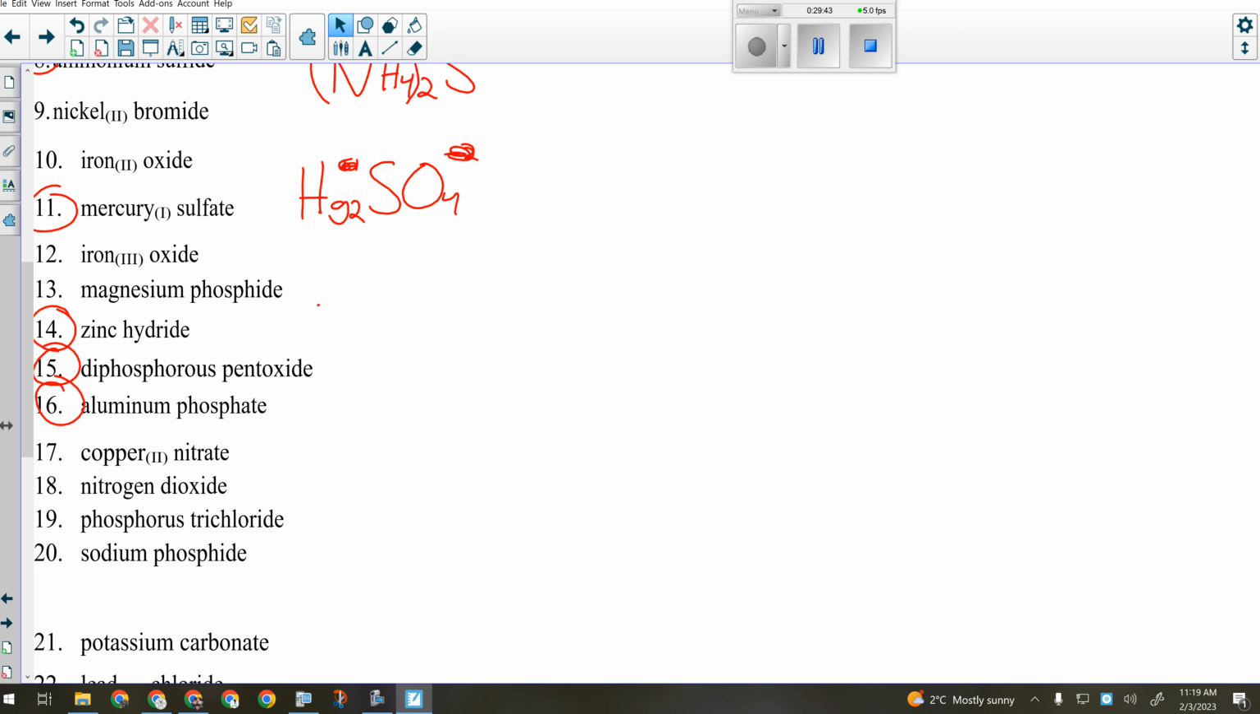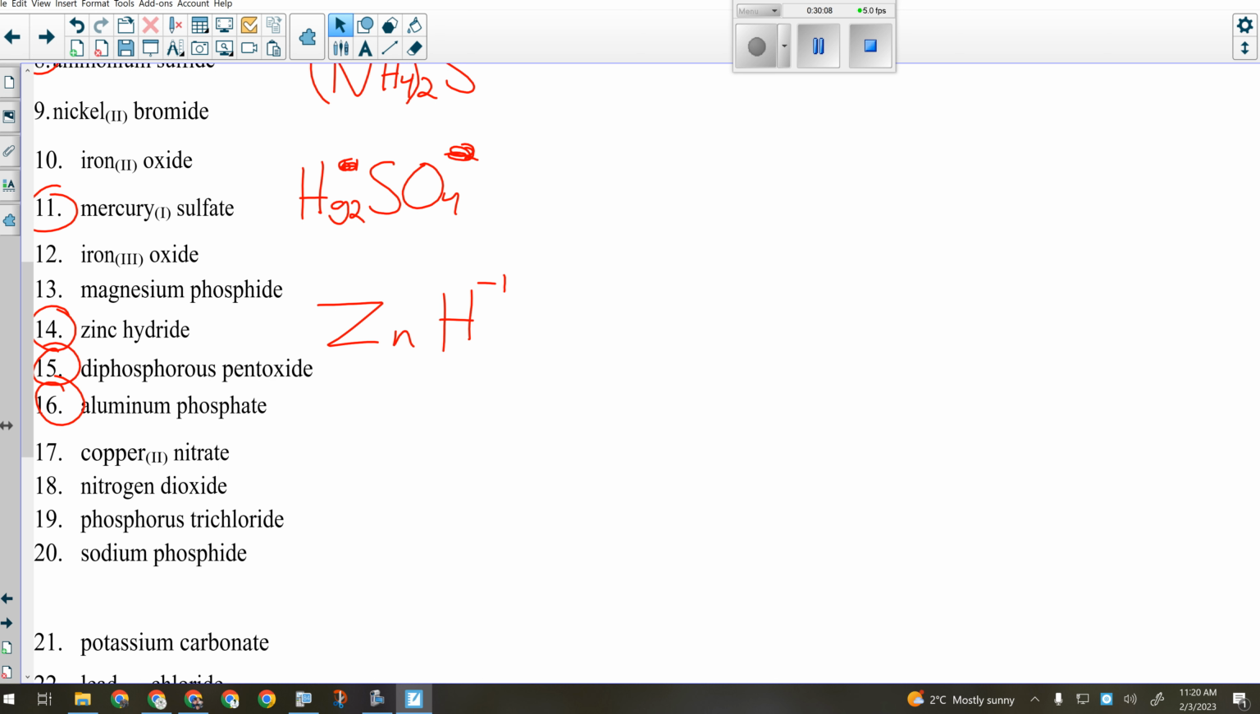So for 14, we've got zinc, okay, and it's with hydride. What is that? Hydrogen. Hydrogen, yeah. It's hydrogen acting as a non-metal because it's listed second. And remember we said hydrogen can do that from time to time. It can behave as a non-metal. So hydrogen in this case has a -1 charge.